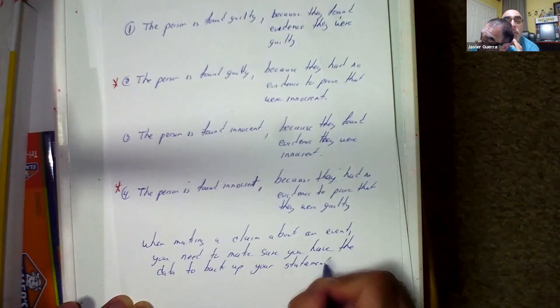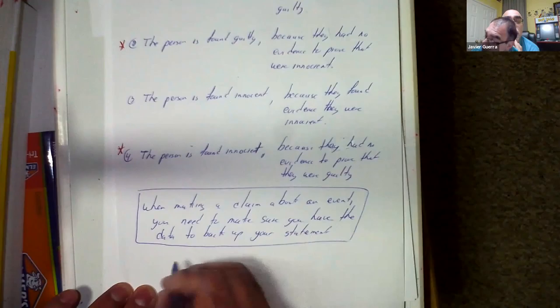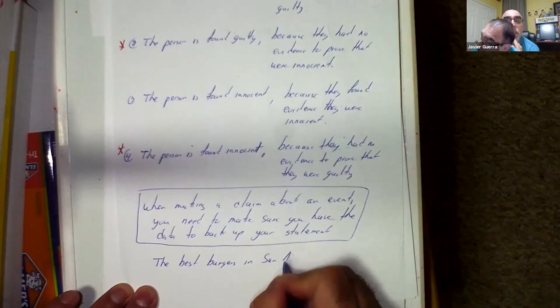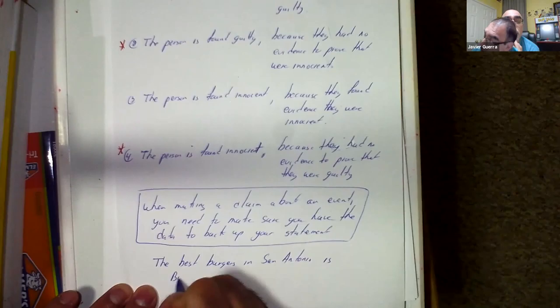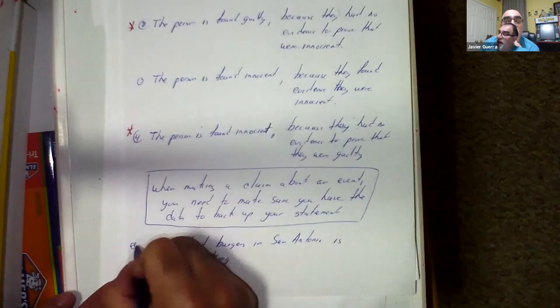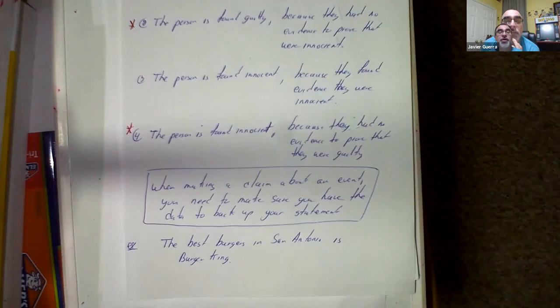All right, so let me give you an example. I am going to claim, my claim is that the best burgers in San Antonio is Burger King. All right, there's my claim. I say that Burger King serves the best burgers in San Antonio. What do you ladies think about that claim? Is that true or is that false? Where is the best place to eat burgers? Is it Burger King? Am I right or am I wrong?